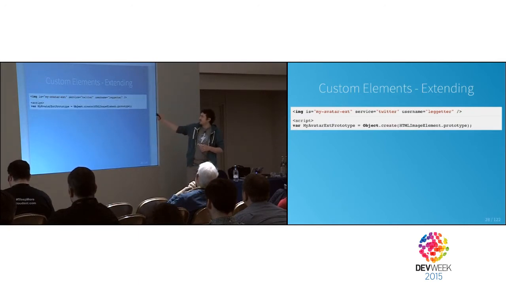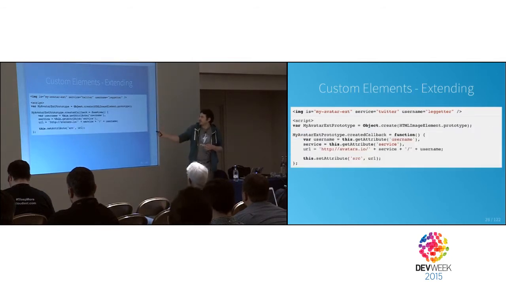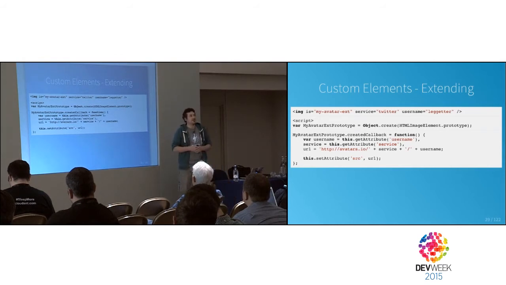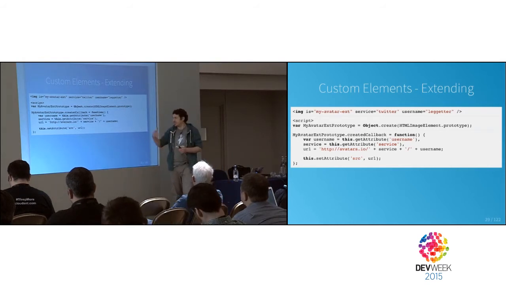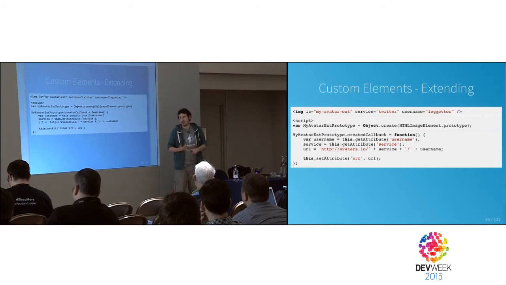So again, I'm creating a prototype, but this time I'm saying HTML image element. I'm going to do the callback. I can get the username of the service, build the URL, and because I am an image, I can set my source attribute. And I get all the benefits that image provides. So it will automatically download and show that property. We have all the properties and attributes that images already support.